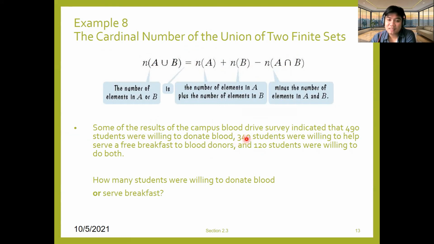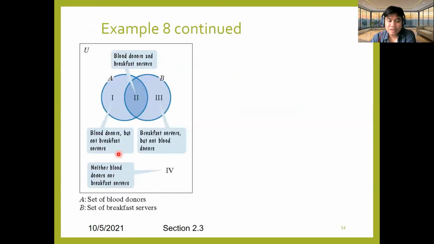So we have here some of the results of the campus blood drive survey: 490 students were willing to donate blood, 340 students willing to help serve a free breakfast for the blood donors, and 120 students are willing to do both. So how many students were willing to donate blood or serve the breakfast? So we have here a Venn diagram. So blood donors but not breakfast servers will be on region 1, and blood donors and breakfast servers will be on region 2, and then for breakfast servers but not blood donors will be on region 3.